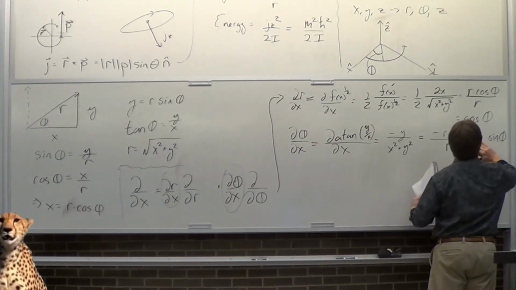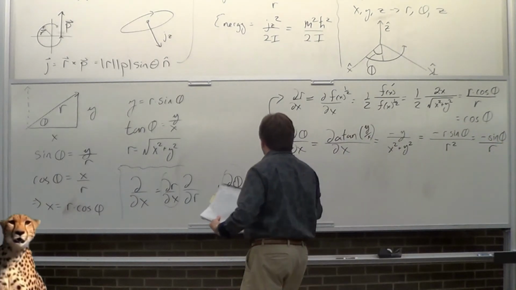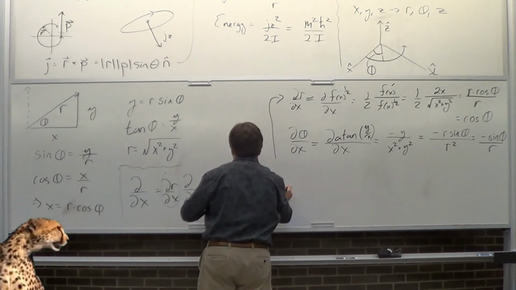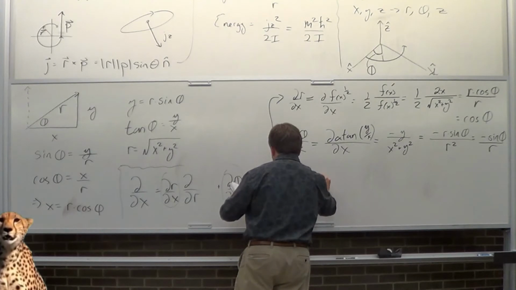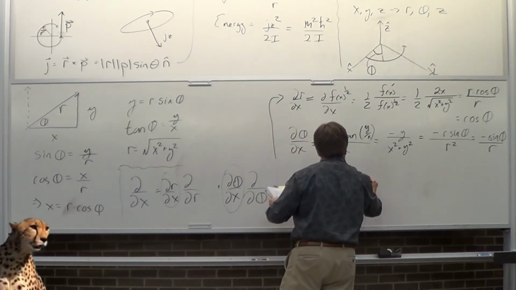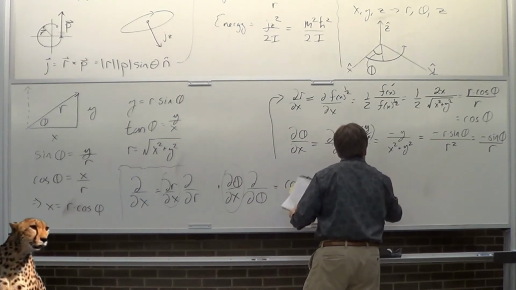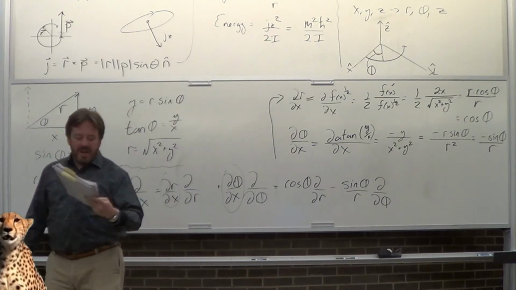Sorry, there you go. Okay, so therefore this is now equal to cos of the angle d/dr minus sine of the angle over r, change with respect to the angle. Okay, so that's the change in x.